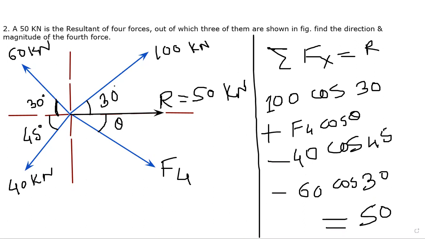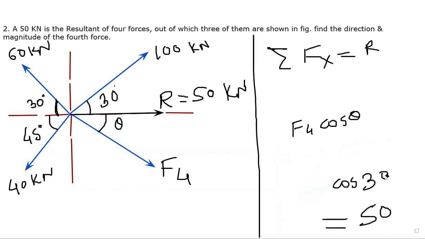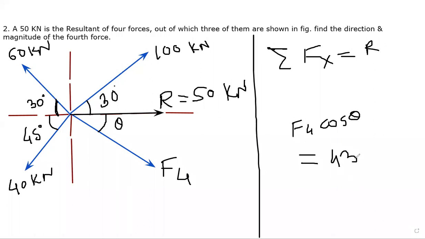Yes, how much did you get? Fast. F4 cos theta is equal to minus 48.56. I think you are saying it wrong. It is 43.65. 43.64? How much? 43.65. Plus or minus? Plus. Yes. Okay, 43.65. Give it equation number 1.